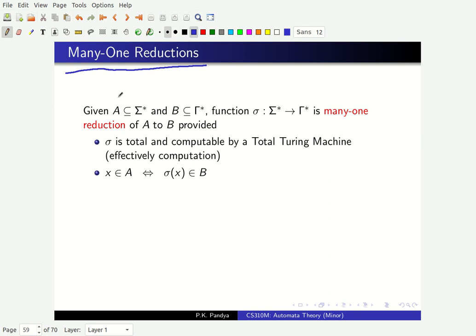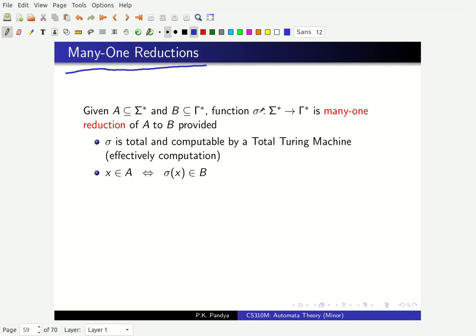So suppose you are given a language A, which is a subset of sigma star, and another language B, which is a subset of gamma star. We define something called a function sigma from capital sigma star to capital gamma star. Our problem is to decide whether an element of sigma star belongs to set A or not, and there is a corresponding second problem which asks whether an element of gamma star belongs to B or not. We are going to look at the ability to solve the A problem using the ability to solve the B problem by translation.